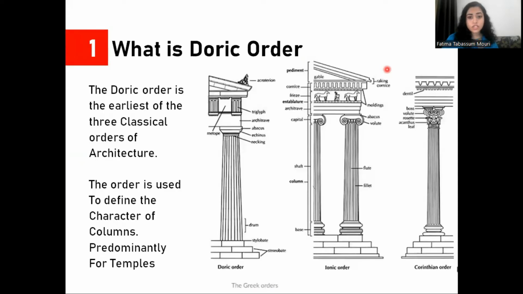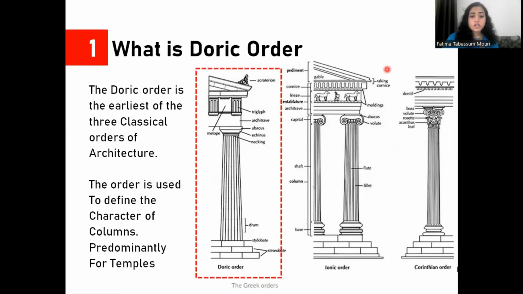So the first question is, what is a Doric order? The Doric order is the earliest of the three classical orders of architecture. The order is used to define the character of a column, and it was predominantly used in temples. In this image, we can see the Doric order column is pointed out, and just to the right of it are the Ionic order and Corinthian order. Just by looking at it, we can see that there are some differences that make it different from the others.